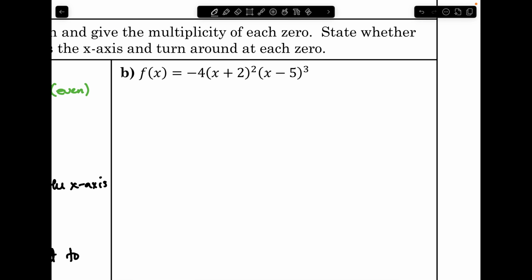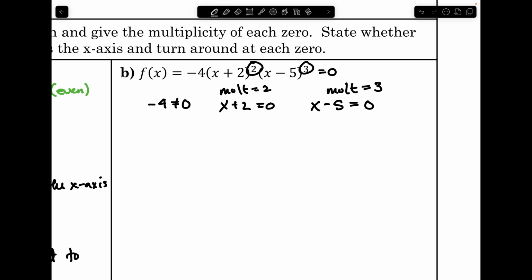So let's look at the next example. Right here we have -4. We want to figure out what's going to make this equal to 0 first of all. Since -4 doesn't have an x value, obviously that can't equal 0. But our x plus 2 factor can be made equal to 0, and x minus 5 can also be made equal to 0. Let's talk about the multiplicity. Since this factor is to the second power, our multiplicity is 2. And since this one's 3, our multiplicity is 3.